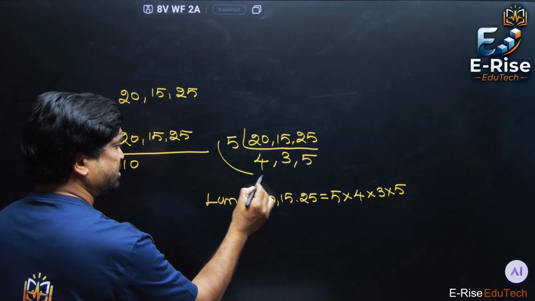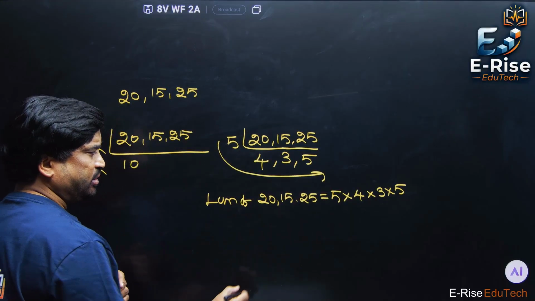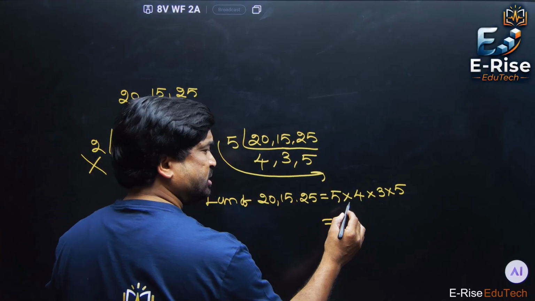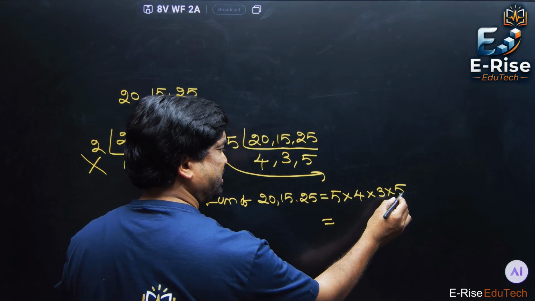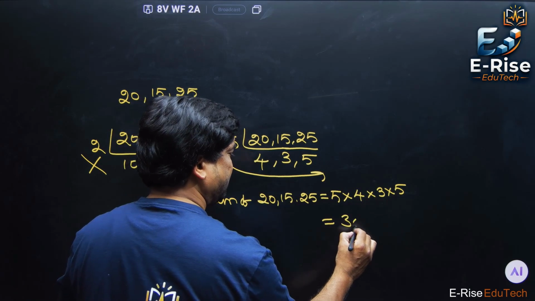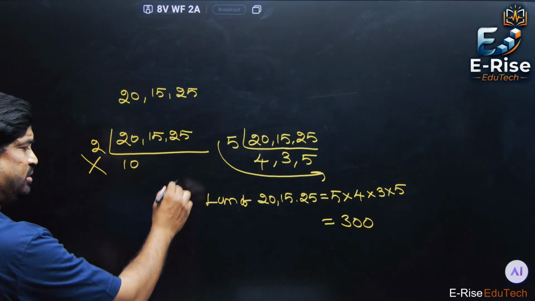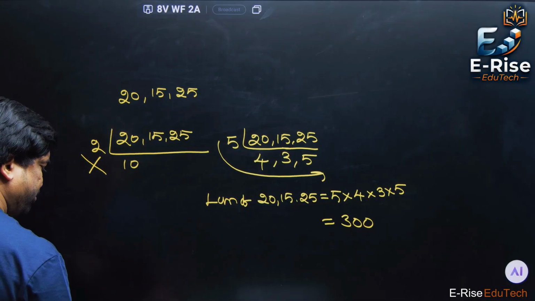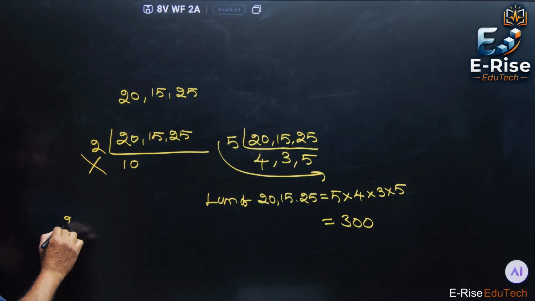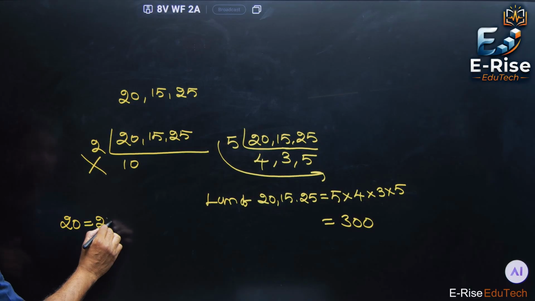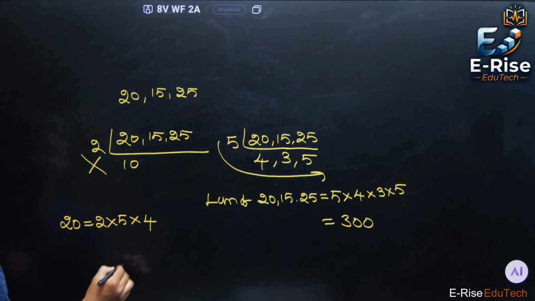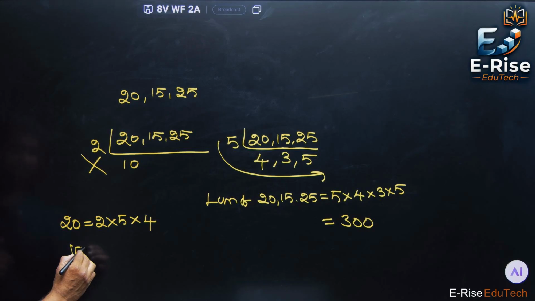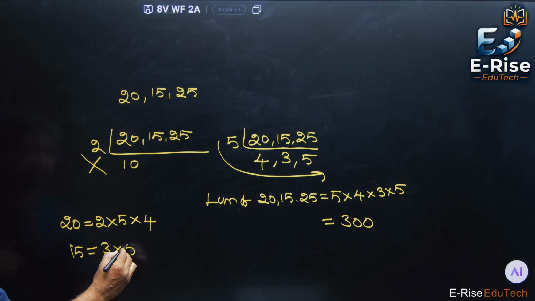So the product of all these remaining numbers. What is the value here? 5 4s are 20, 20 3s are 60, into 5 is 300. This is the formal method. Suppose you follow the multiples. You can write it as multiples of 20: 2 into 5 into 4. Next, 15: simply 3 5s.